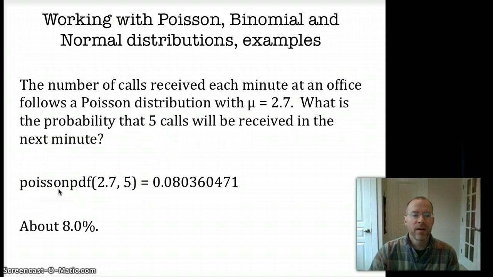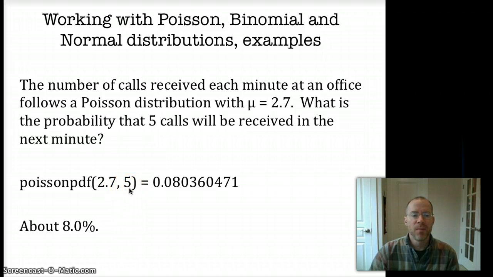Go to the calculator, second distribution, DISTR I think it is, and then find Poisson PDF. It means Poisson probability distribution function. You have to put in 2.7 to tell it which Poisson model. The Poisson model is just determined by its mean, so the average number of calls per minute is 2.7, comma, what is the probability that I'm going to get 5?